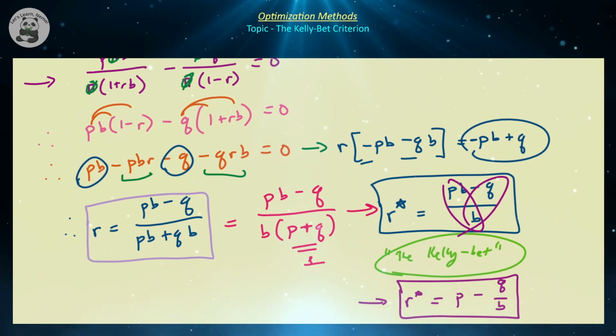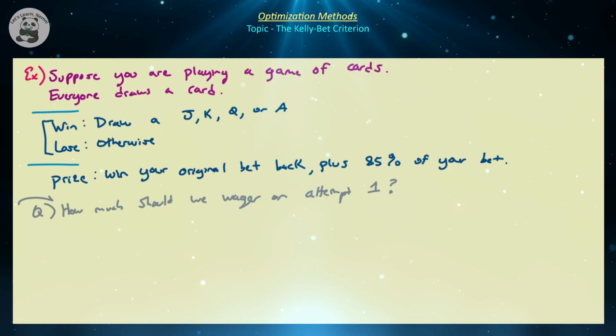Now that we have derived the Kelly bet, which is this magical proportion of our total portfolio value, now let us get into an actual working example to sort of see how it works. Let's consider the following game. Suppose you're playing a game of cards and everybody draws one card.